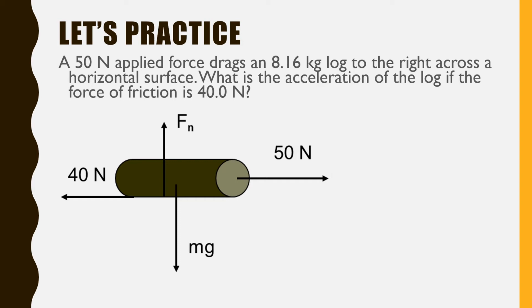The 50 newton applied force drags an 8.16 kilogram log to the right across a horizontal surface. What is the acceleration of the log if the force of friction is 40 newtons? So this one, we have to deal with friction. And this is why the formula asks for F net, net force. So first thing we need to do, we need to underline, find out what we are finding. So we are finding what is the acceleration of the log. Okay, what is the acceleration of the log?